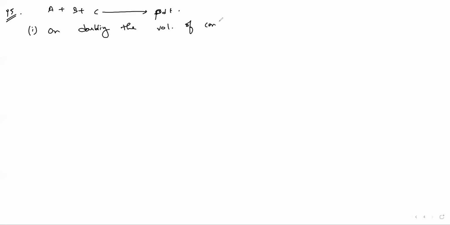Same theory, and this type of question on determination of order is important. Question number 5: here instead of 2 reactants, 3 reactants are given. A, B, C converted to product. First, on doubling the volume of the container, rate decreases by 8 times.